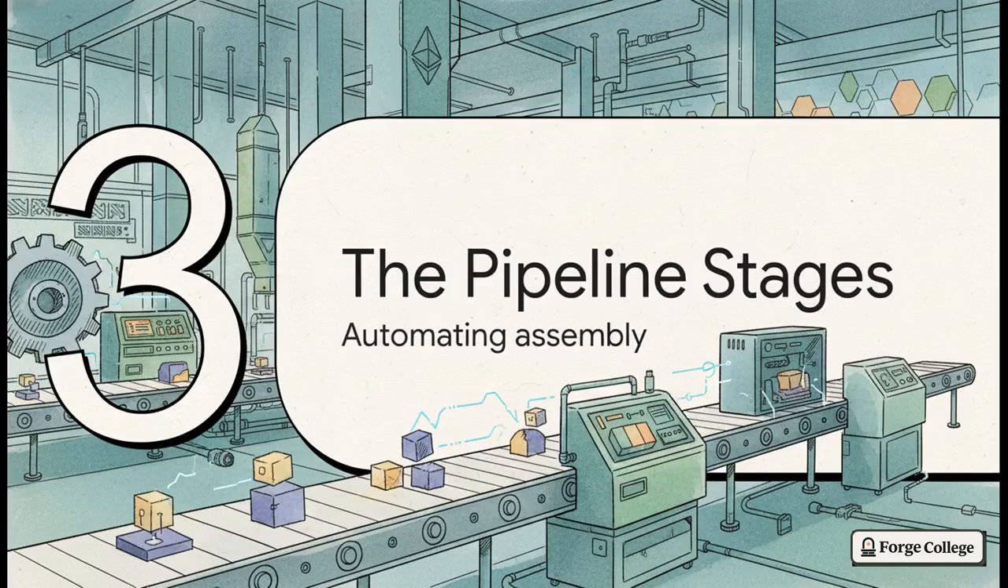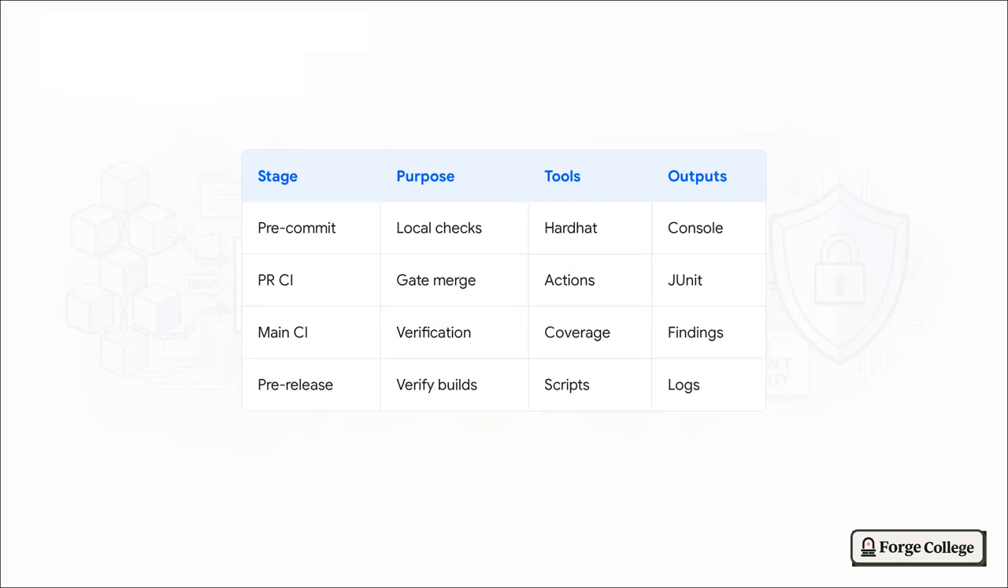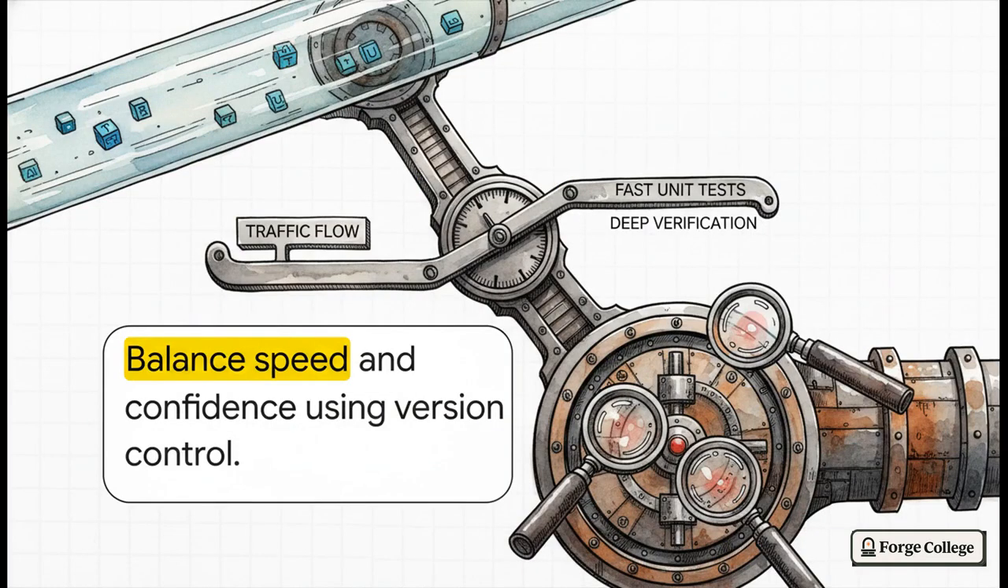All right, Section 3, the pipeline stages. Now that we actually understand our single test cog, let's zoom out to the entire factory floor. We've got 4 distinct quality control checkpoints here, where your code gets increasingly rigorous inspections. It moves from quick pre-commit linting on your local machine right into pull request CI running parallel unit tests, then all the way to heavy main branch full verification, and finally, those crucial pre-release bytecode checks. The overarching goal of this entire structure? It's all about balancing speed and confidence.